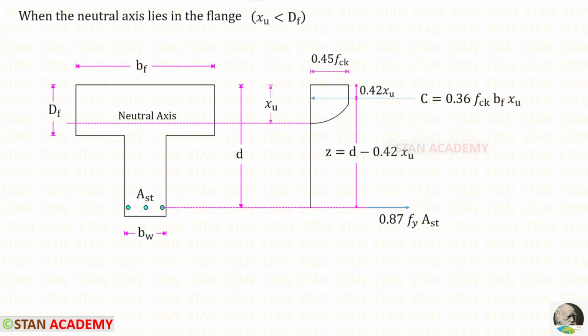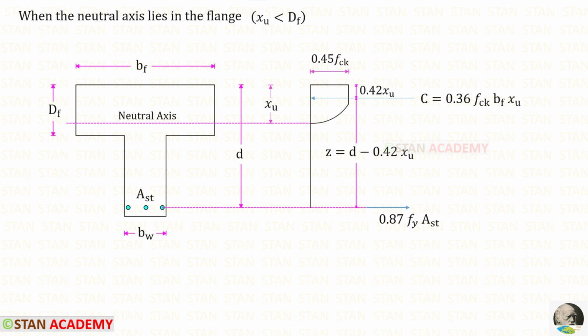Now let us see the first condition. When the neutral axis lies in the flange, the depth of the neutral axis will be less than the depth of the flange. For the singly reinforced beams, I have explained the stress block diagrams. The link is in the description. You can click that and watch.